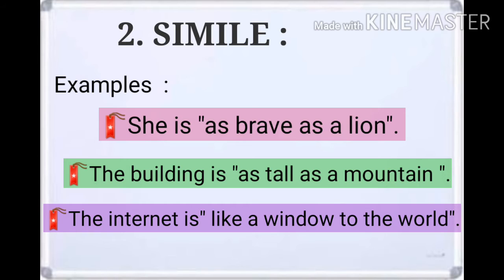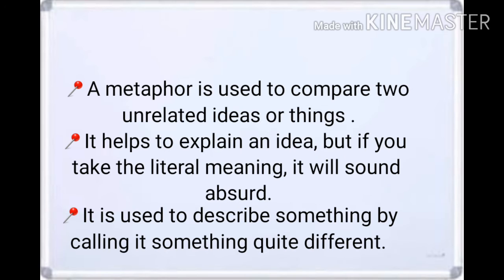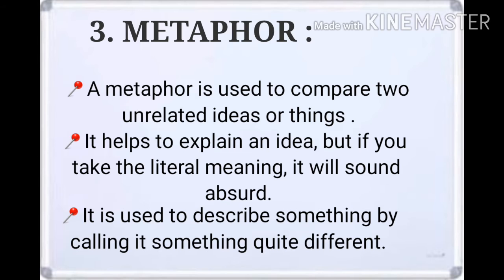In all these examples, you have seen that either the word as or like is there in the sentence. So this indicates that the figure of speech is simile. In simile, as and like are always used. Keep this in mind. Let's come to the third type, which is a metaphor.